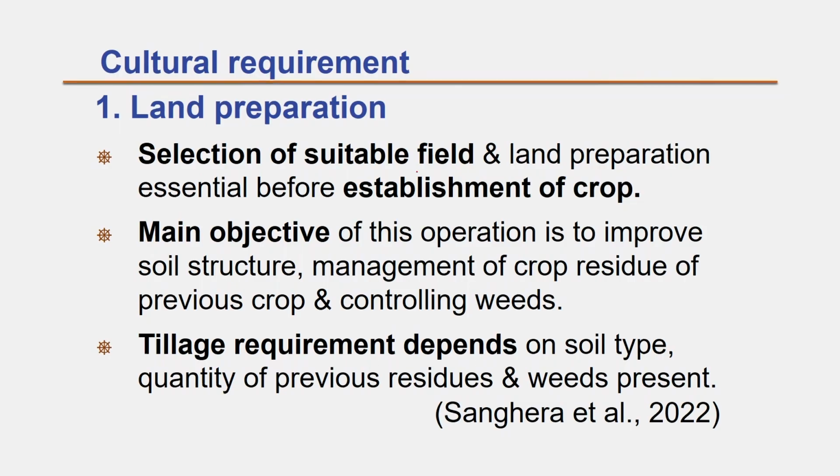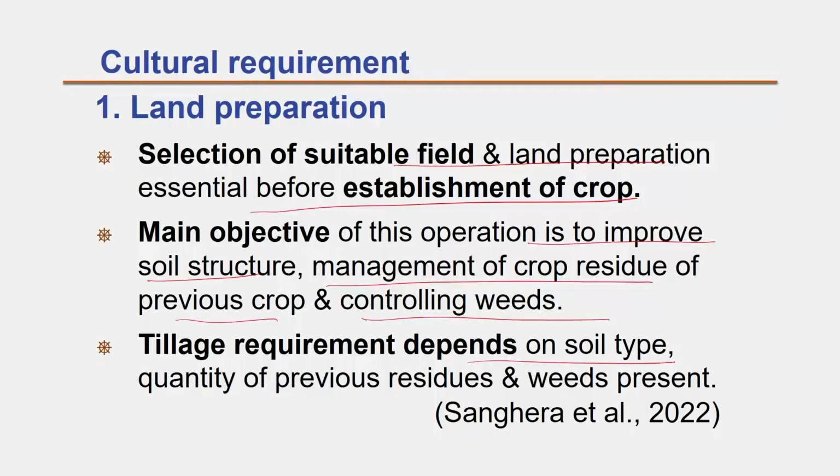Now after seeing the varieties, we go to the cultural requirement. It may include land preparation, sowing time, sowing method, etc. So in land preparation, selection of suitable field and land preparation is essential before establishment of a crop. Main objective of land preparation is to improve soil structure, management of crop residue of previous crop and controlling the weeds. And also a fine seed bed is required in this case because seed is very light and very small in case of sugar beet. So tillage requirement depends on soil type, quantity of previous residues and weed presence.